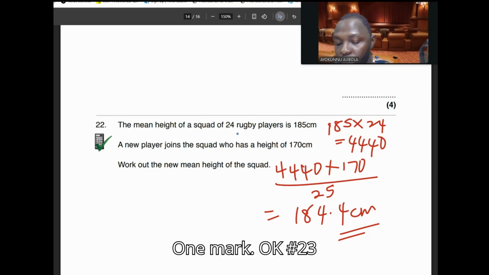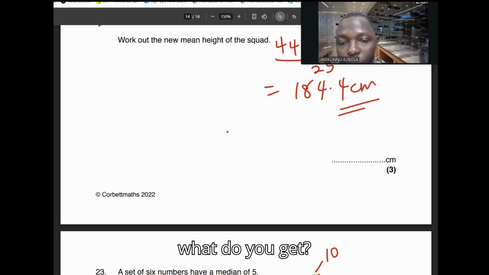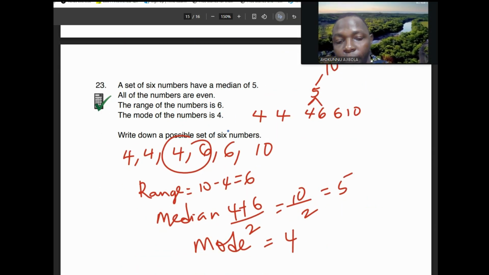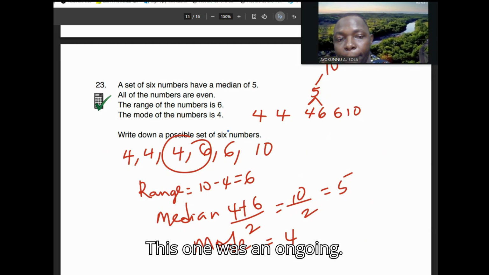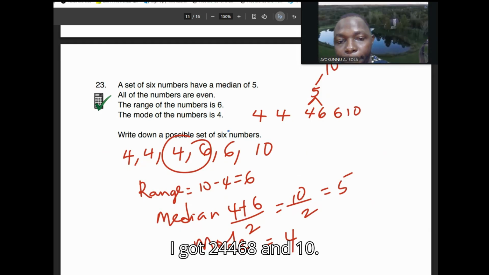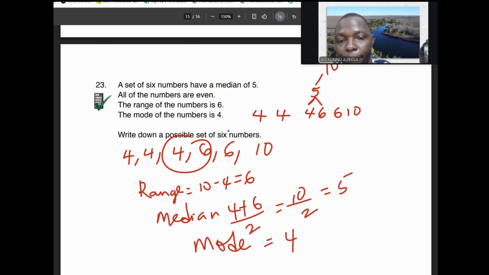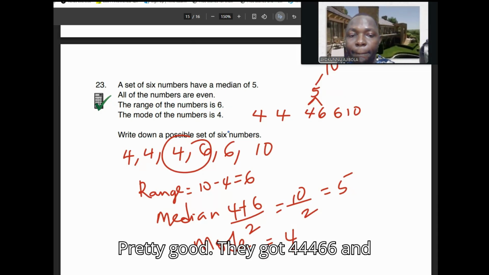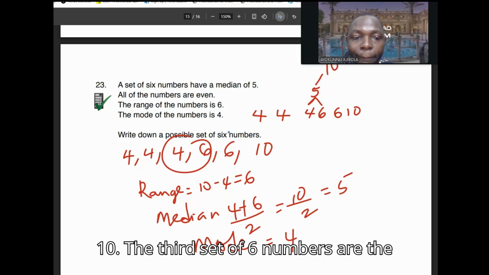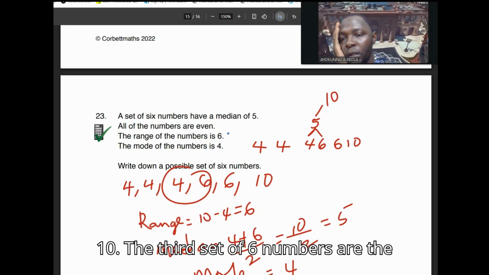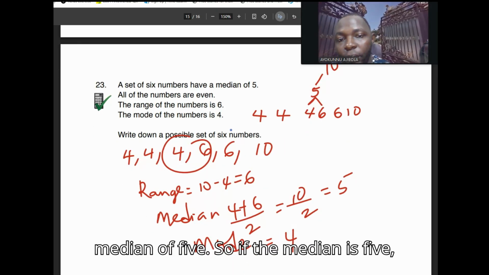One mark. Okay, number 23, what do you get? This one was another one. I got 2, 4, 4, 6, 8, and 10. What did they get? They got 4, 4, 4, 6, 6, and 10.